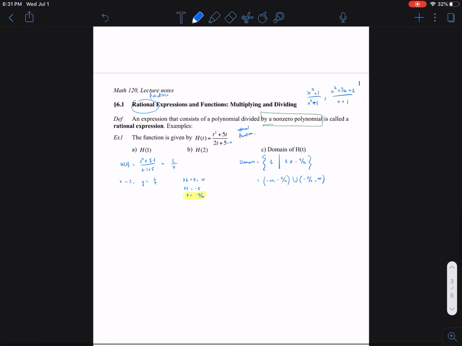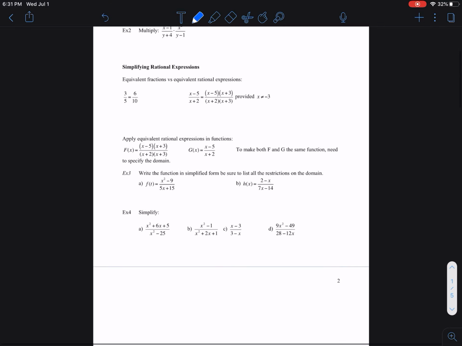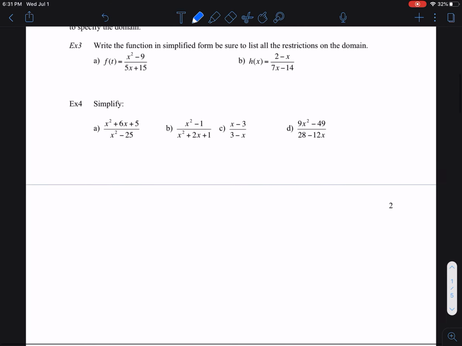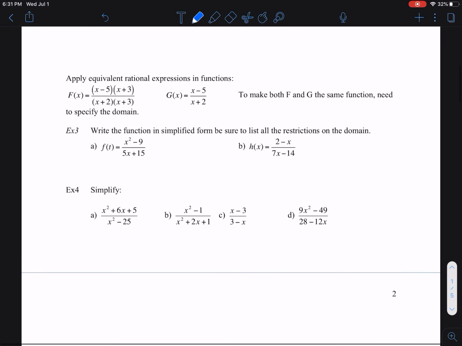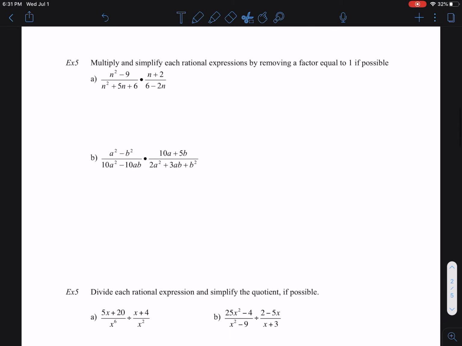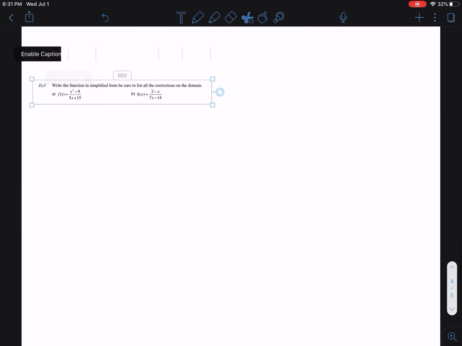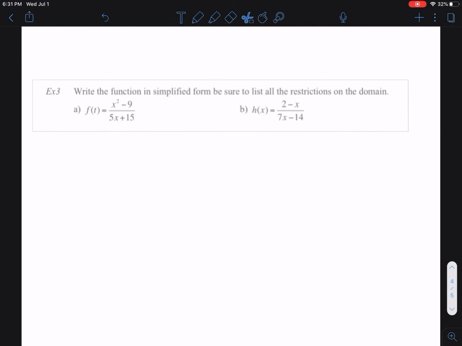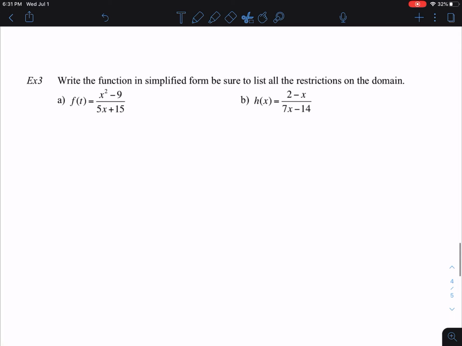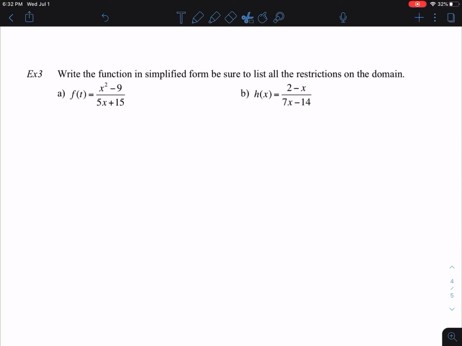Next, let's look at how we're going to simplify a rational expression. Let's look at this example. It says write the function in simplified form and find the domain. So first of all, is there any way we can simplify this function? Well, the answer is yes. We use factoring from the previous lesson.